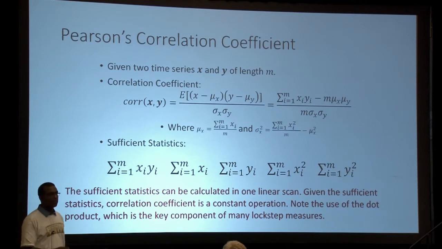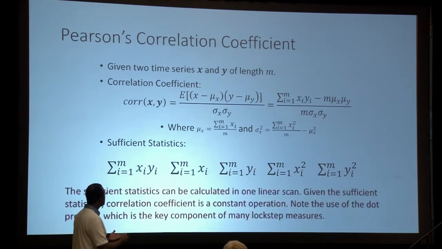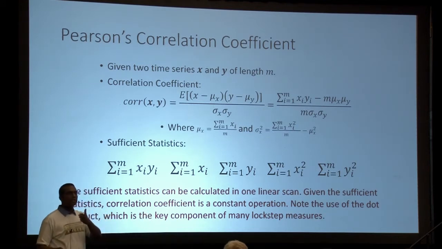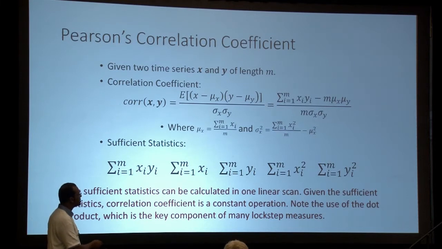And in turn, if you think about this whole thing, the bottom line is you can calculate the correlation coefficient only using these 5 sufficient statistics that are linearly calculable. So you can scan the time series from left to right and calculate the dot product, sum of x, sum of y, sum of x squared, sum of y squared. And then you can calculate the correlation coefficient. So that is the most useful part.